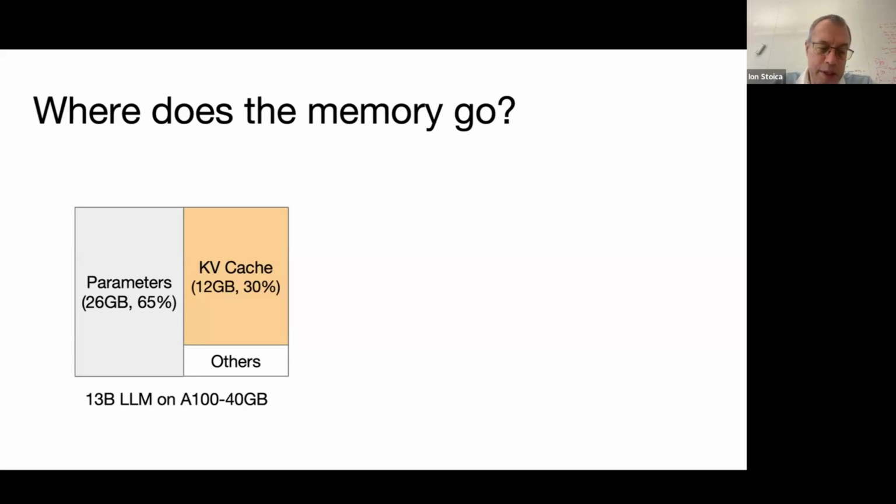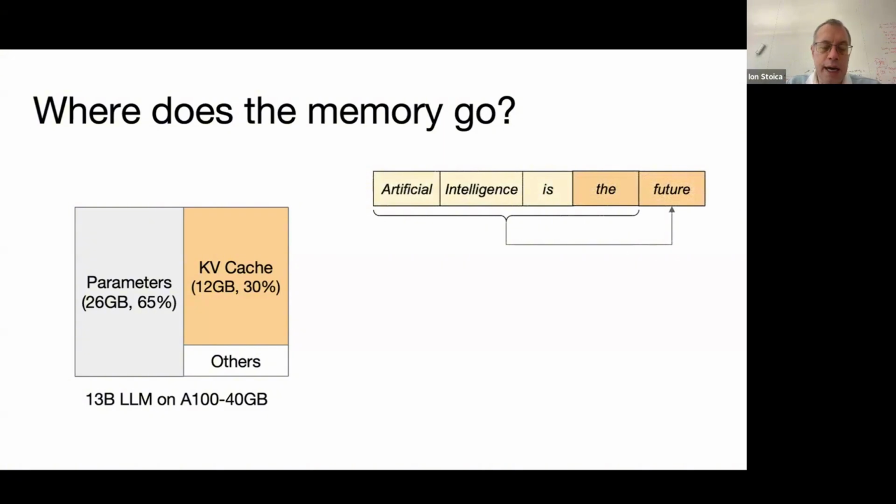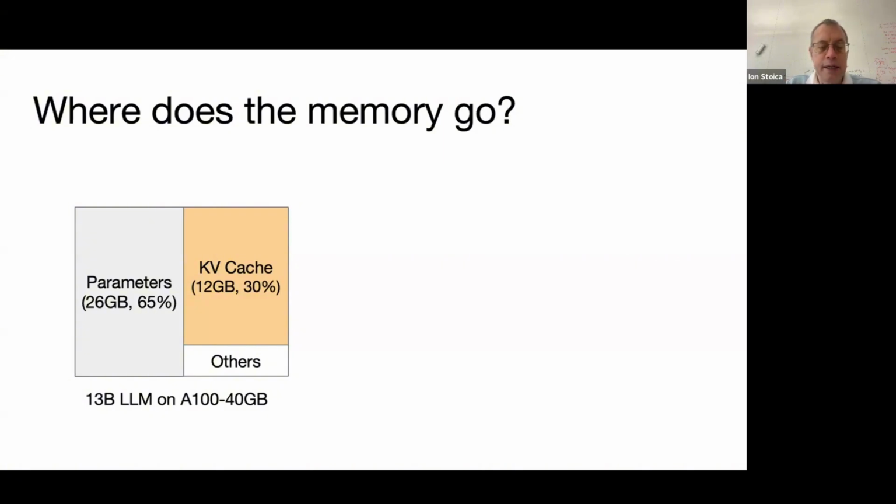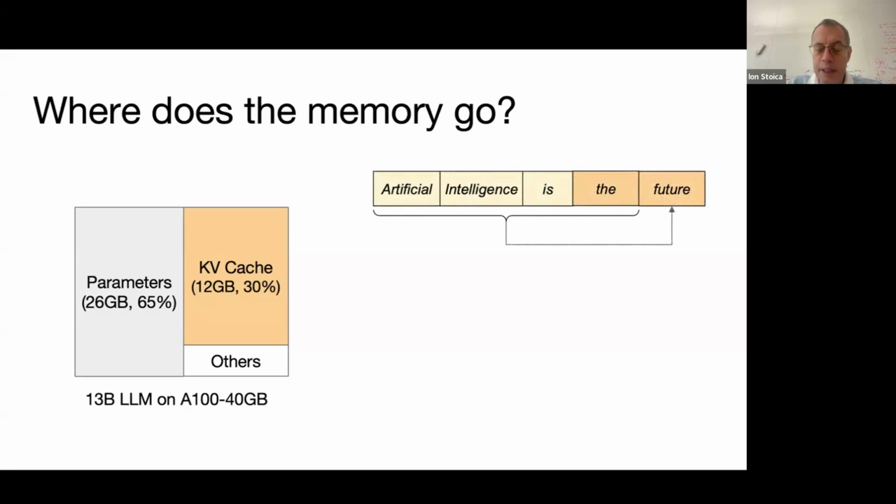And for a 13 billion parameter Llama model, you need around 26 gigabytes for storing the parameters, 2 bytes, 16 bits, per parameter. And then you have this KV cache, which is basically the working memory, and all the other things like activations. That KV cache was around 30%, parameters occupy 65%, and the others are probably 5%.